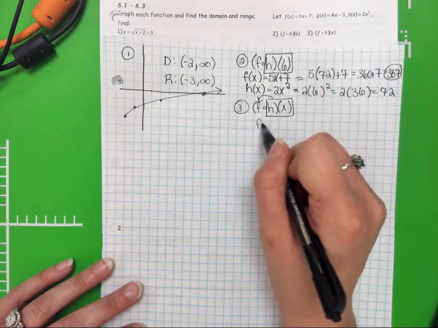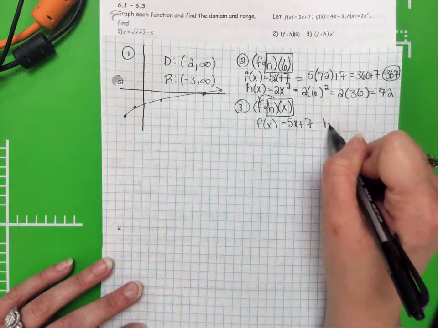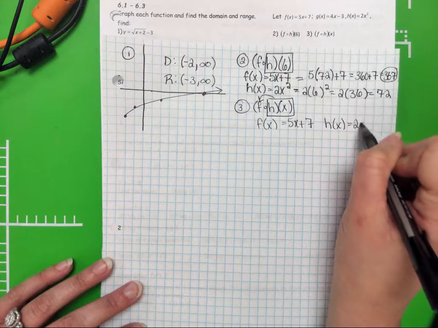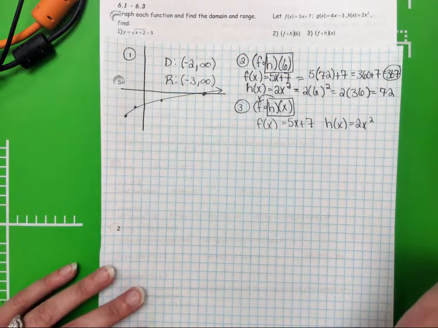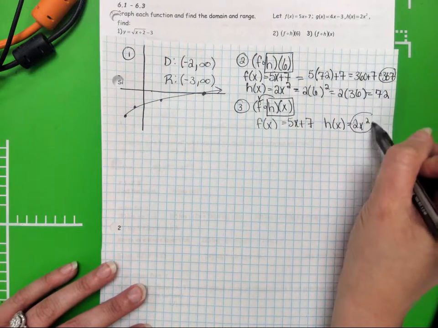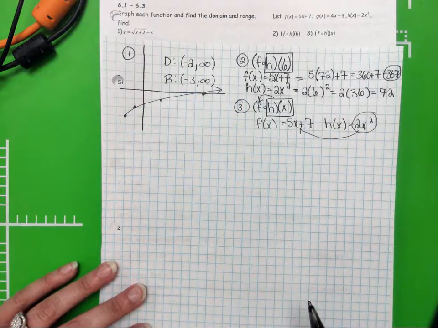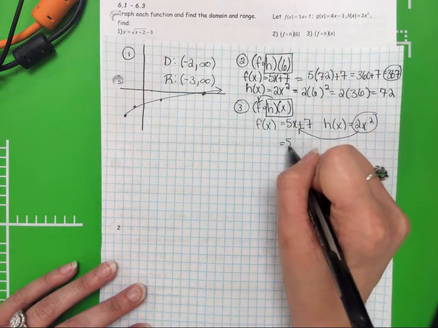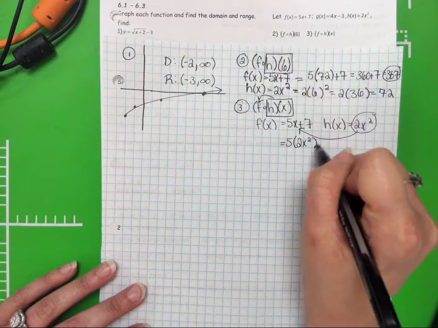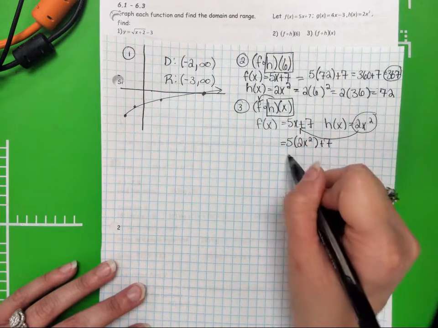So f of x was 5x plus 7, and h of x was 2x squared. So all of h of x goes into f of x. The only place to plug it in is the x. So that'll be 5 times 2x squared, plus 7. So what does that give me?